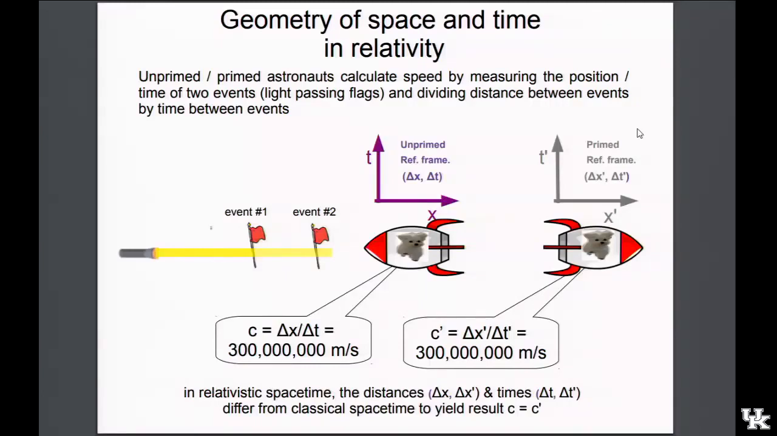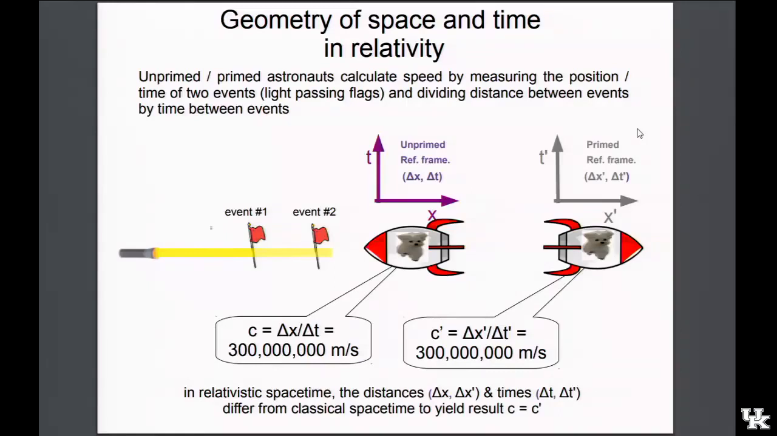The way to fix it up is actually to give up on that concept that they would agree on the times or the time intervals between the two events. In relativity, in relativistic space-time, that time interval between these two events is actually not the same. So that's a really weird idea. That's a really weird concept.